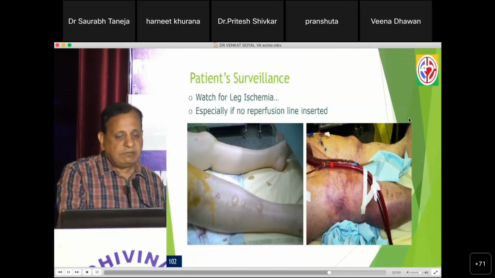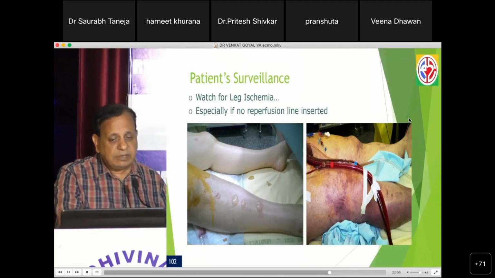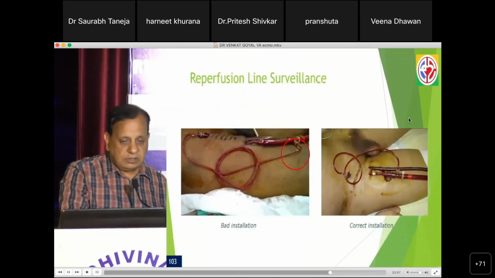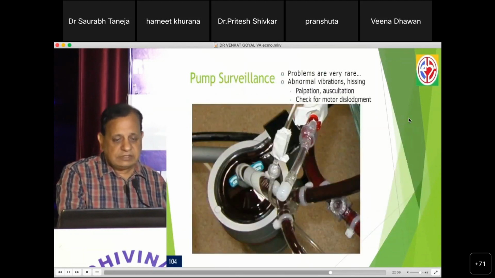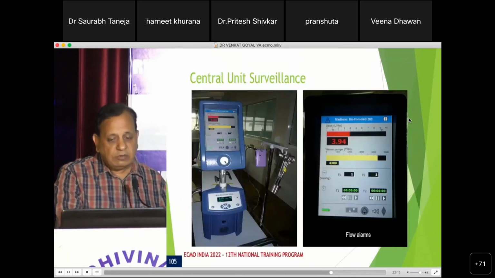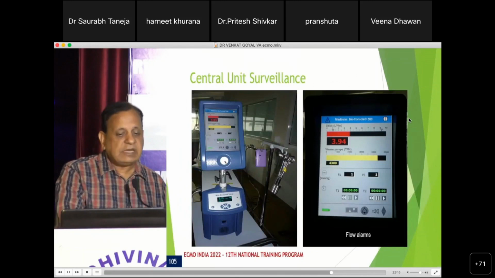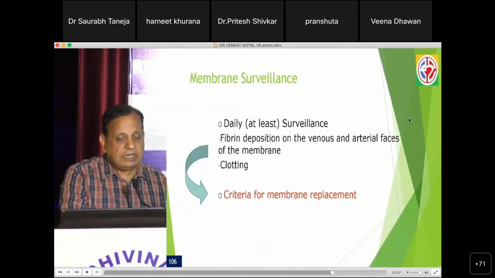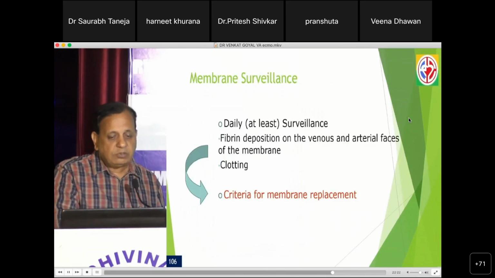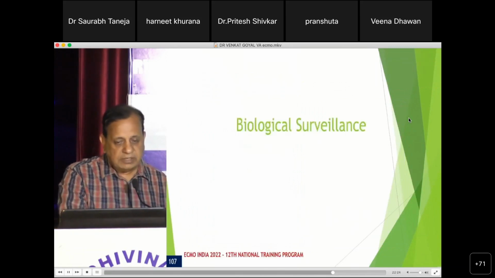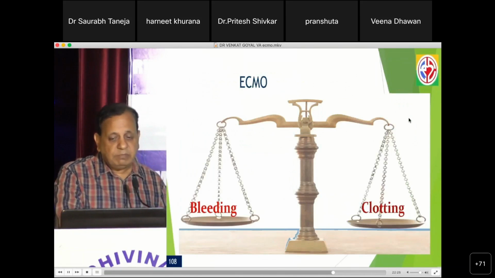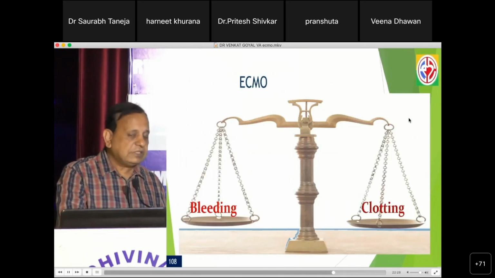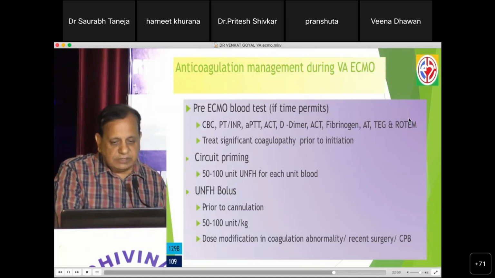Then patient surveillance, look for leg ischemia and reperfusion, and reperfusion line surveillance. Pump surveillance, look for any clots or micro air bubbles. Central unit surveillance to see all the parameters are running as expected. Membrane surveillance to do a daily surveillance of fibrin deposit or clots at the oxygenator membrane. Biological surveillance of bleeding and clotting. Again, anticoagulation is a separate talk, so I will skip this aspect.